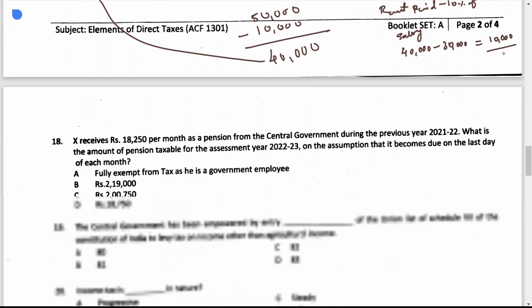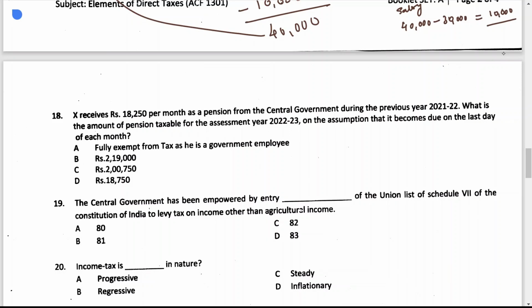Now next one, X receives 18,250 per month as a pension from the central government during the previous year 2021-22. What is the amount of pension taxable for the assessment year 22-23 on the assumption that it becomes due on the last day of each month? So here it is a case of uncommuted pension.